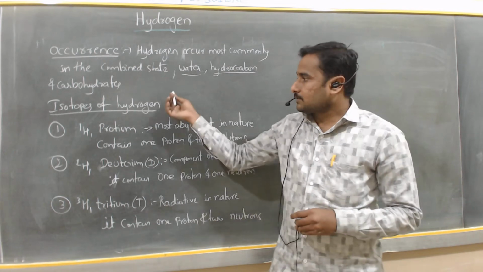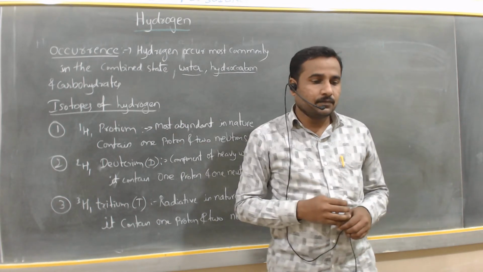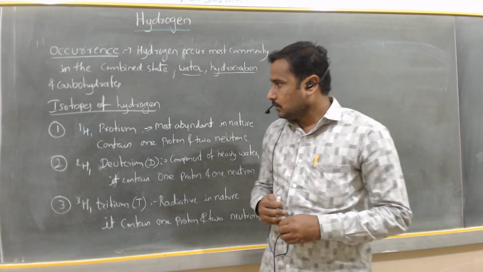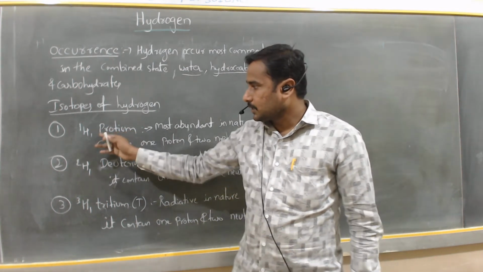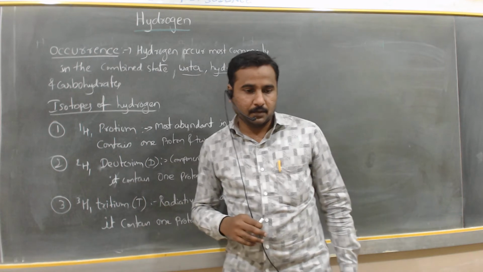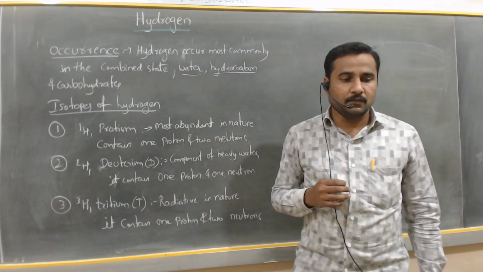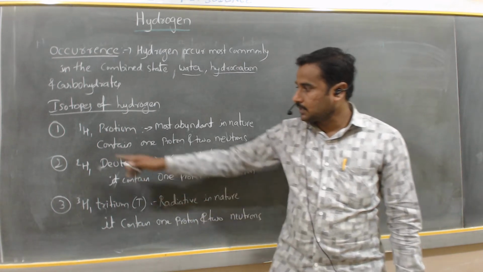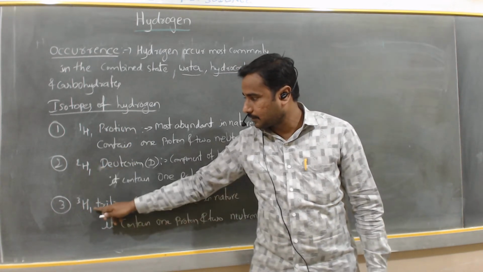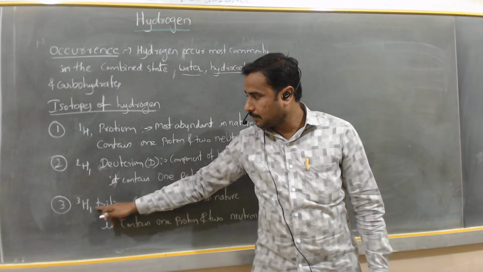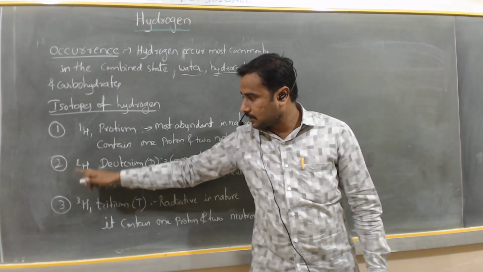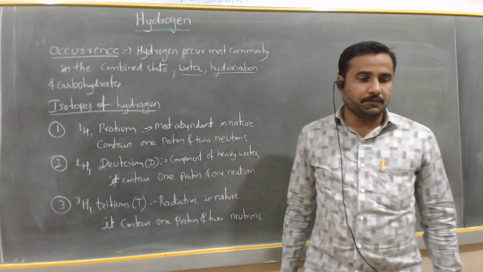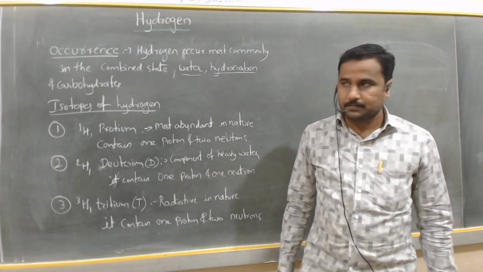Next is the isotopes of hydrogen. What are the isotopes? We will study them one by one. You already know the meaning of isotopes. Isotopes have the same atomic number but different mass numbers. That is why we call them isotopes.